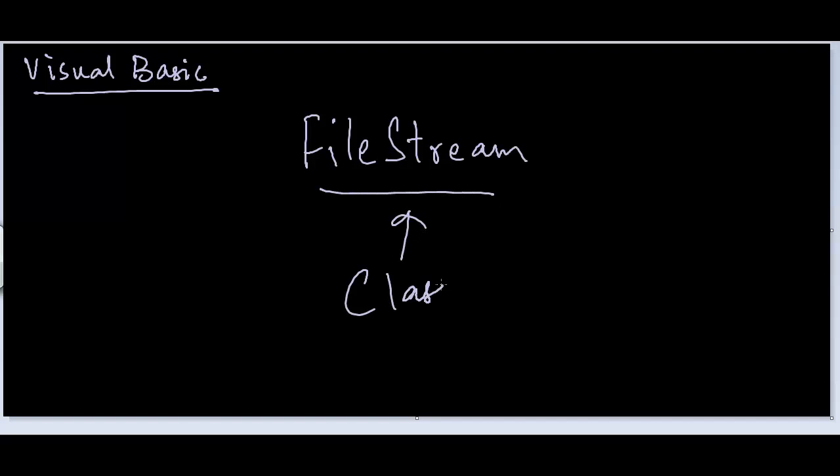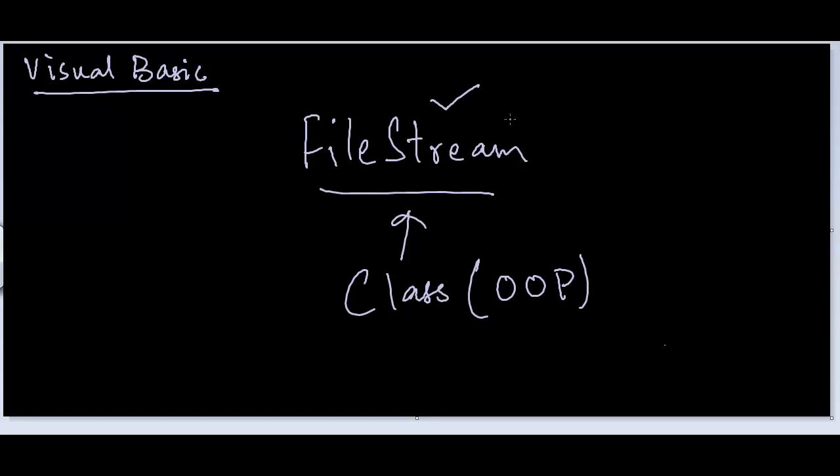Now for file streams, Visual Basic provides a class that is called FileStream, right? So this is a class, right? We've done object oriented programming, and we know what classes are all about. So FileStream is a class. So when we want to deal with files in Visual Basic, this is the class that we're going to be using. Okay, so the first thing that we need to set up would be a file stream.